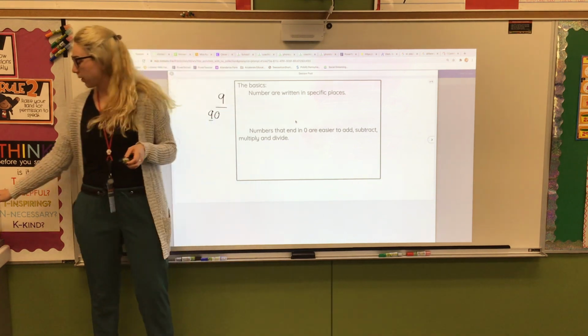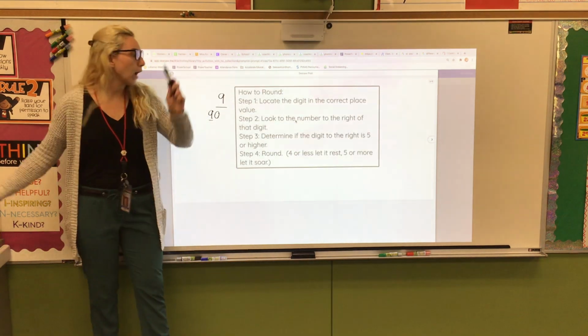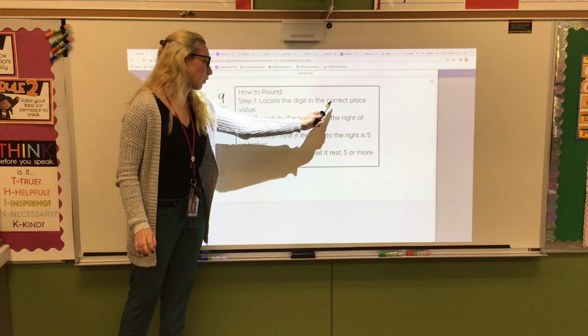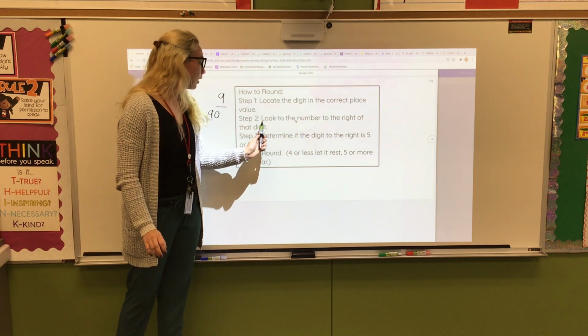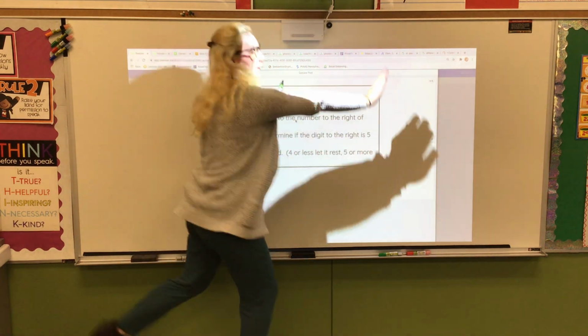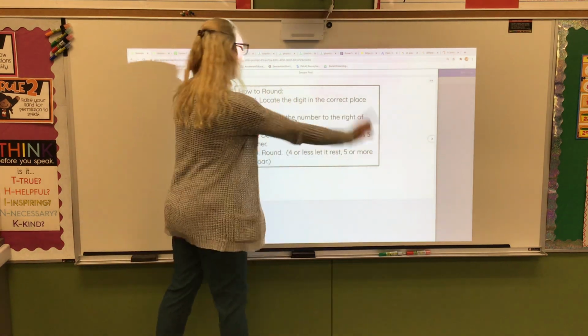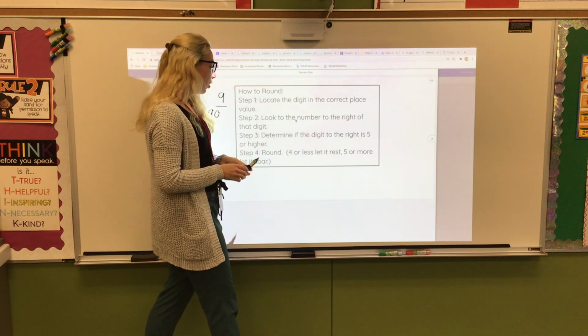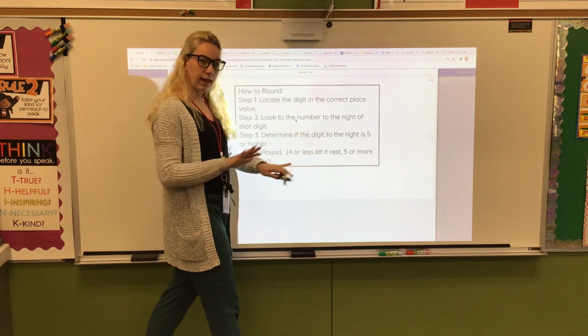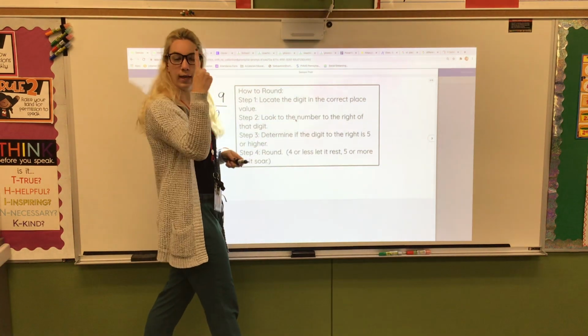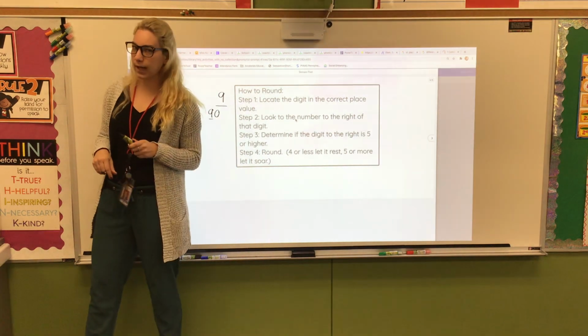All right, let's keep going. Remember how to round. We locate the digit in the correct place value that we're working on. We look to the number to the right of the place value of that digit, and we determine if the digit to the right is 5 or higher. Remember, if it's 4 or less, let it rest. If it's 5 or more, let it soar. This is super simple, guys. Let's keep going.